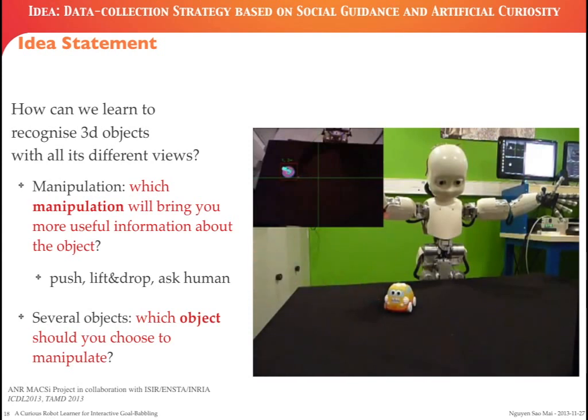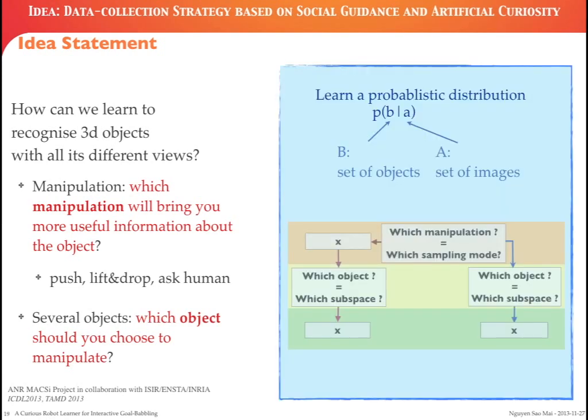So if we put that again mathematically, we are learning here a probabilistic distribution P of B given A, where A is a set of images and B a set of objects. And with regard to active decisions that we make, we're making a decision of which manipulation or which sampling mode you are using. We don't decide which user we want to use because there's only one in our experiment, but we also decide which object we want to manipulate or have the teacher manipulate. So we have here two questions.